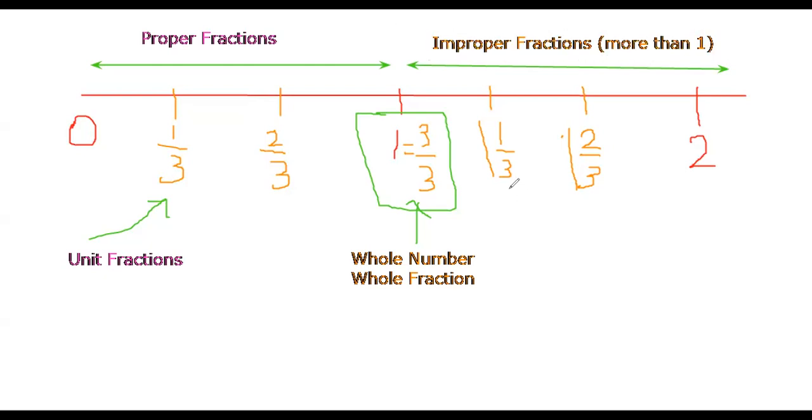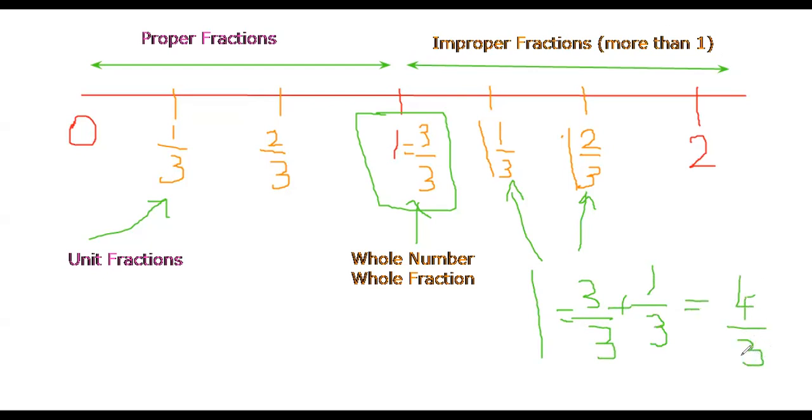So for example, 1 and 1 over 3, or 1 and 2 over 3. What does that 1 mean? That 1 means there is a 3 over 3 inside, and then you add another 1 over 3. So in total, it is 4 over 3. And I think you know how to draw this as well. So this is called the mixed number.